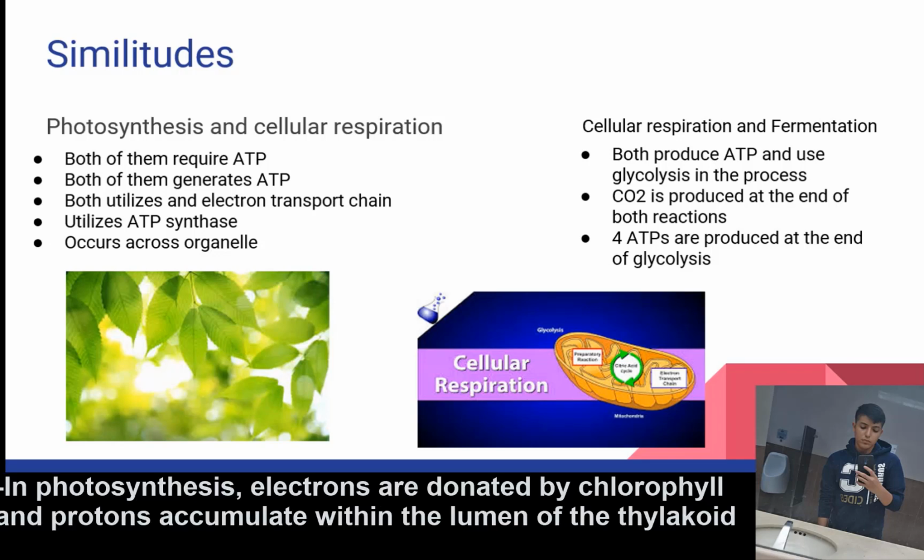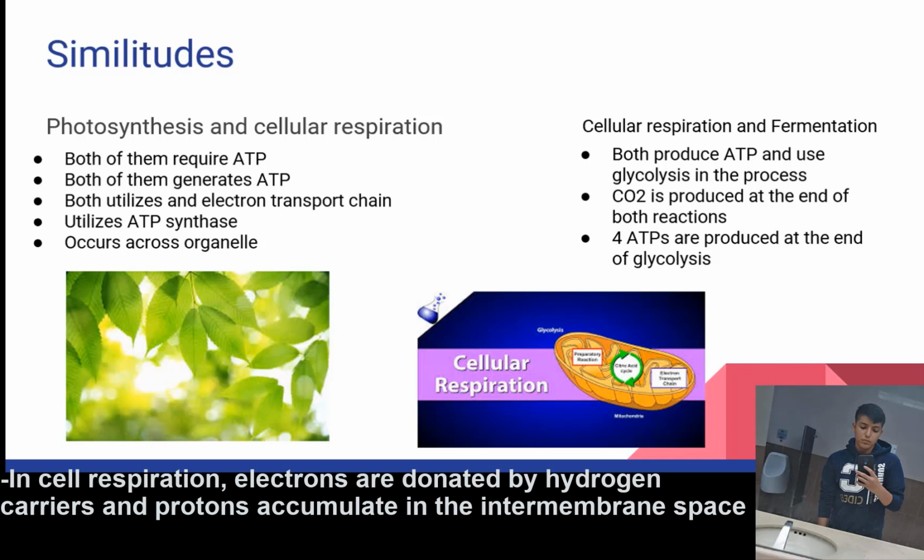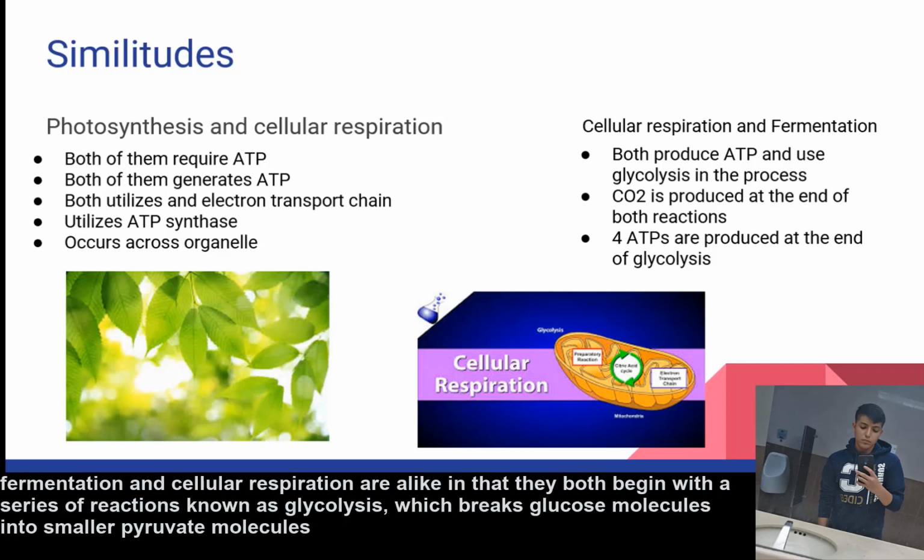In photosynthesis, electrons are donated by chlorophyll and protons accumulate within the lumen of the thylakoid. In cell respiration, electrons are donated by hydrogen carriers and protons accumulate in the intermembrane space. Cellular respiration and fermentation are alike in that they both begin with a series of reactions known as glycolysis, which breaks glucose molecules into similar molecules.